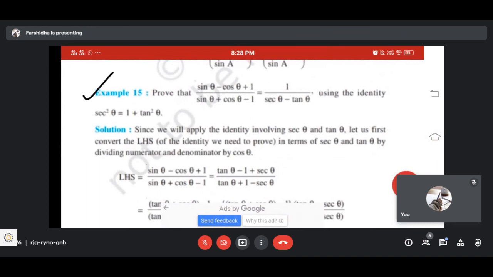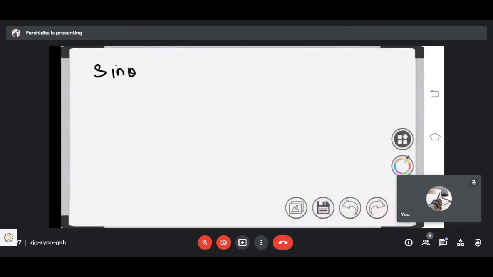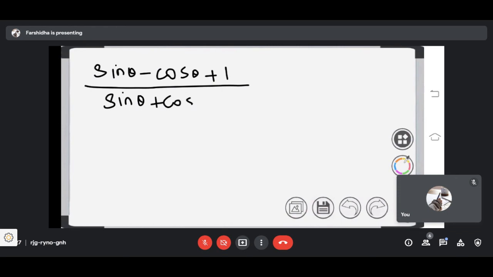Prove that sine theta minus cos theta plus 1 divided by sine theta plus cos theta minus 1 is equal to 1 by sec theta minus tan theta using the identity sec square theta is equal to 1 plus tan square theta. This is your identity number 3. So this is the question. We will take the LHS and we'll reach the RHS. But wait, I'll write the question. Sine theta minus cos theta plus 1 divided by sine theta plus cos theta minus 1.